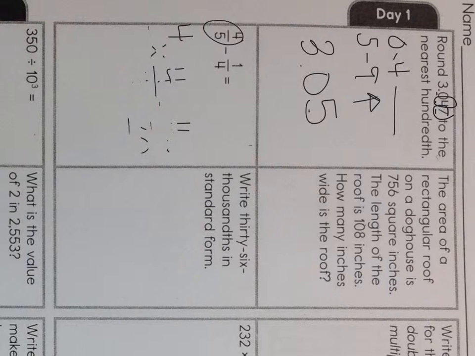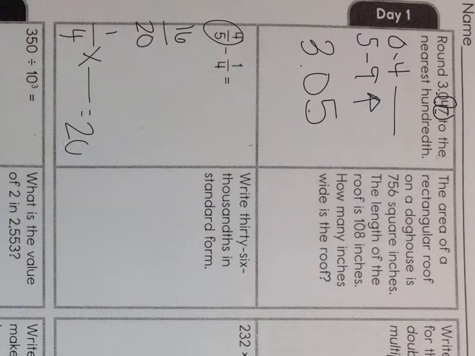I'm going to erase this so I have some more room, and I'm going to write it so that I don't forget it: 16/20. We need to do the same with our 1/4. So we have 1/4 times something to get to 20 on the bottom. 4 times 5. Whatever we do to the bottom, we do to the top. 1 times 5 is 5. So 1/4 is also equivalent to 5/20.